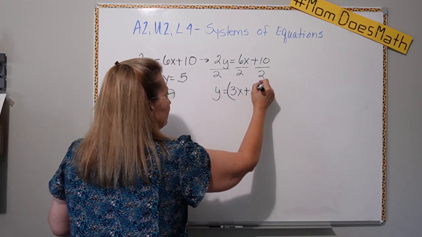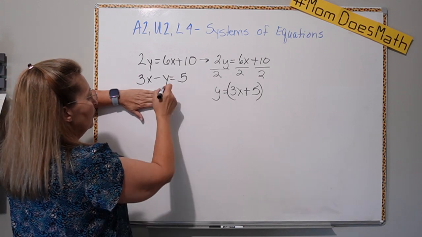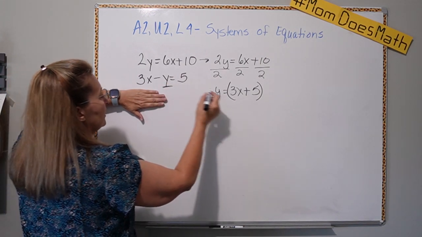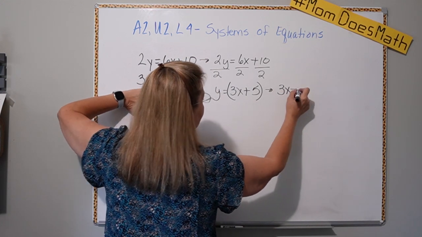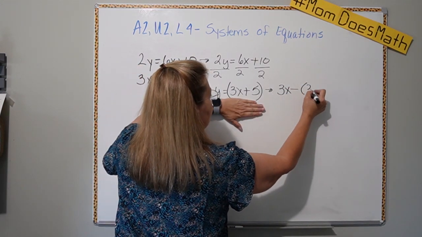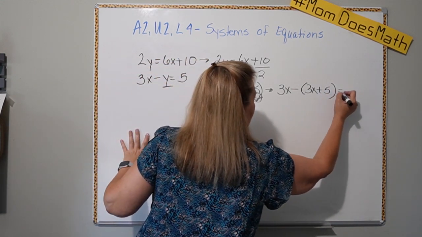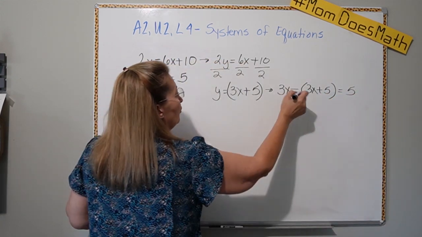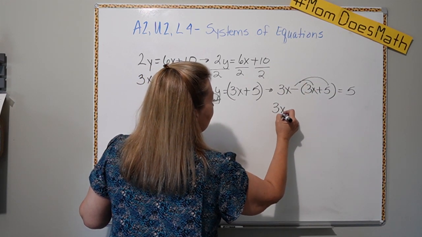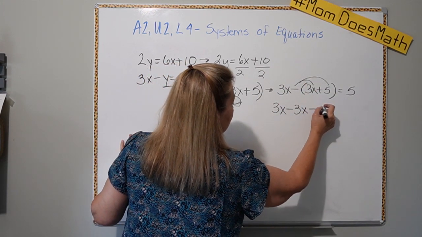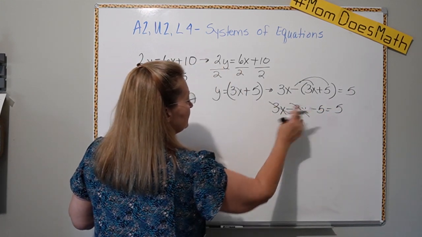Now you're going to take this expression into the other equation, which is this one, and we're going to substitute that in for y. So what that's going to give us is 3x minus, all right, substitute this in, (3x plus 5) equals 5. Now when we get rid of the parentheses by distributing this negative sign, we're going to have 3x minus 3x minus 5 equals 5. All right, 3x minus 3x is 0.